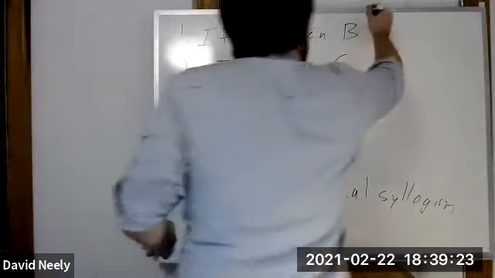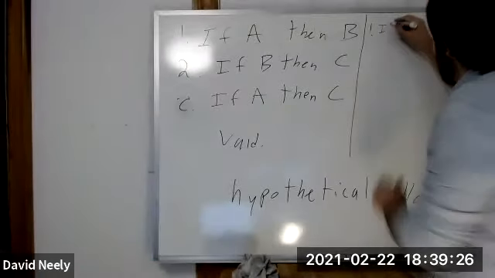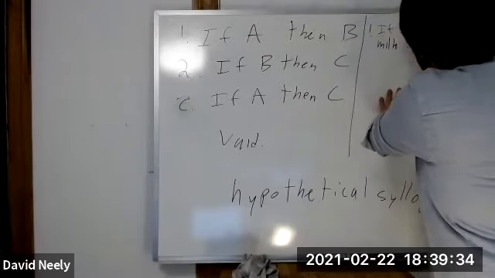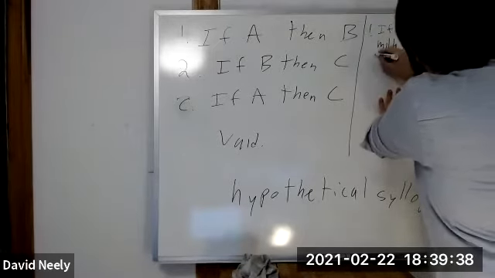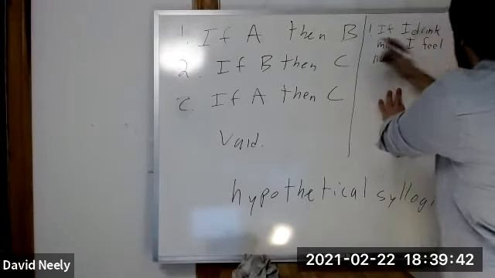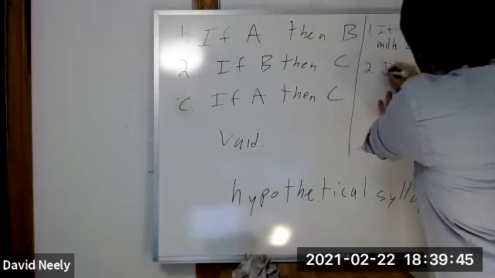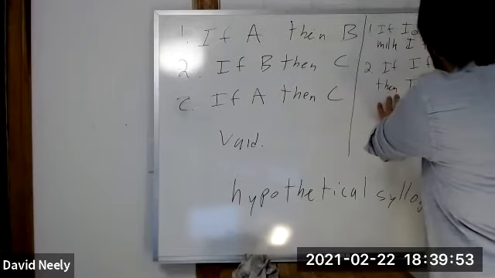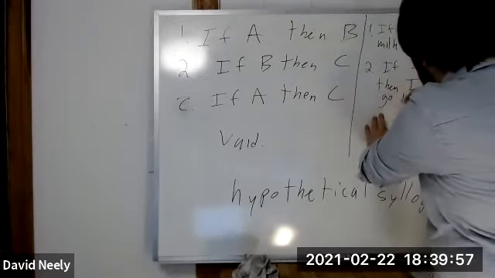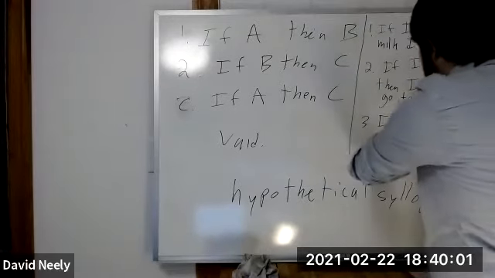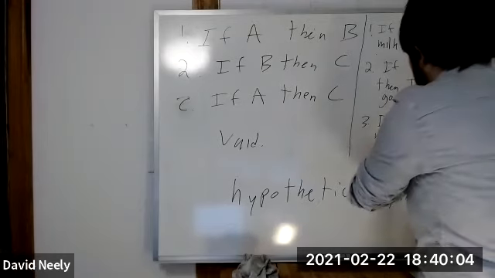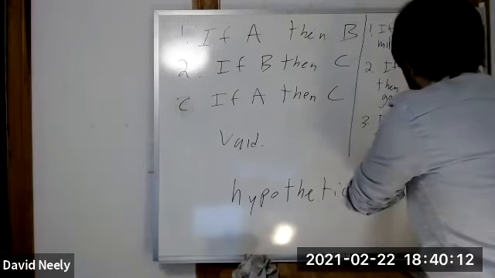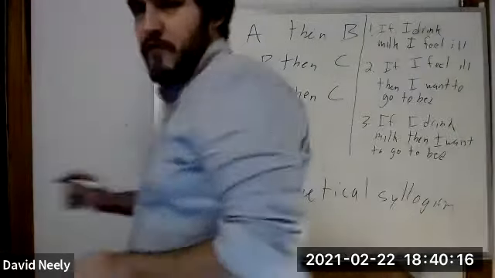So to give an example in the English language: one, if I drink milk, I feel ill. I have no idea how to spell this word. Two, if I feel ill, then I want to go to bed. So three, if I drink milk, then I want to go to bed. That is another valid argument form.